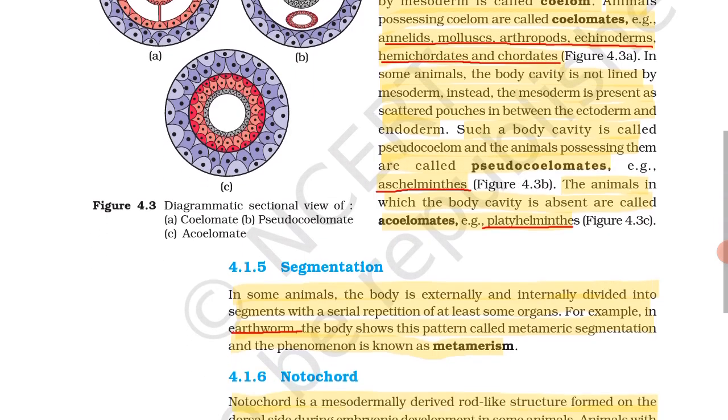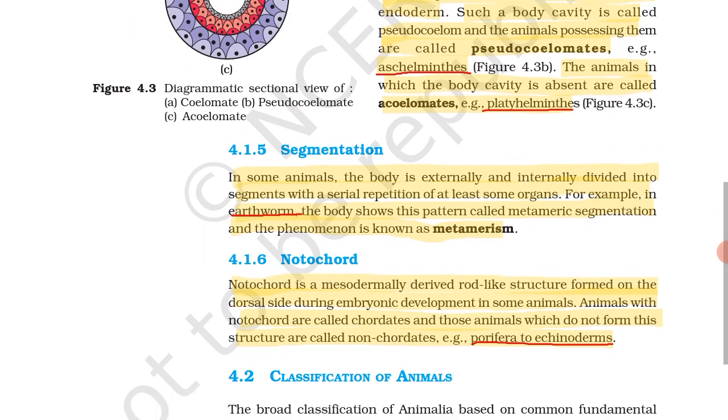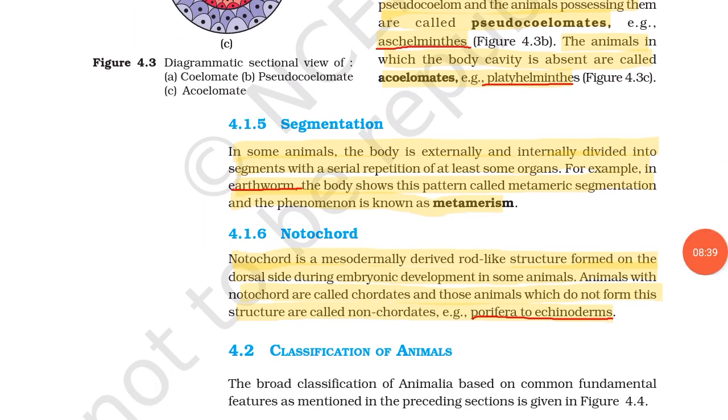Keep in mind they may ask questions from anywhere in this NCERT. Next is segmentation.